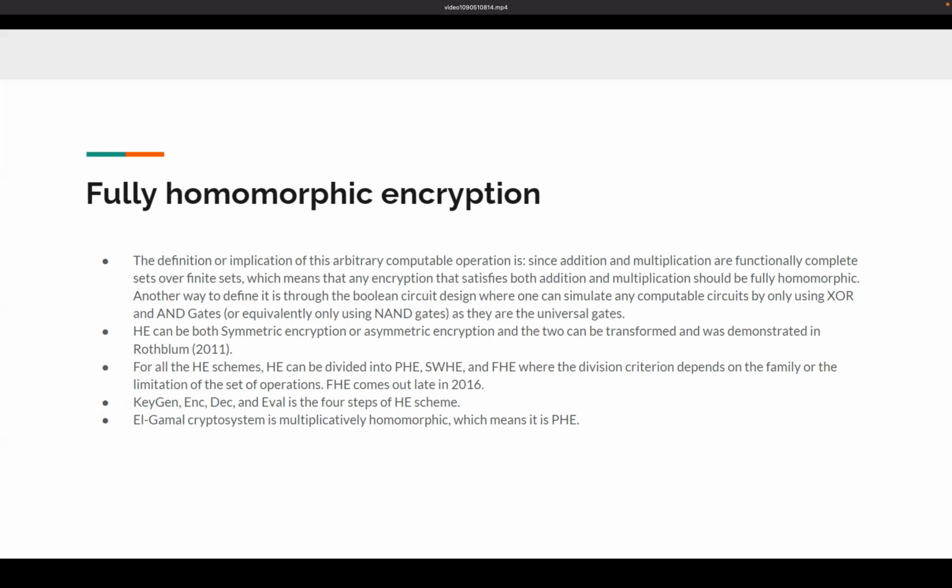The ElGamal algorithm is actually multiplicative homomorphic, which means that it is a PHE.